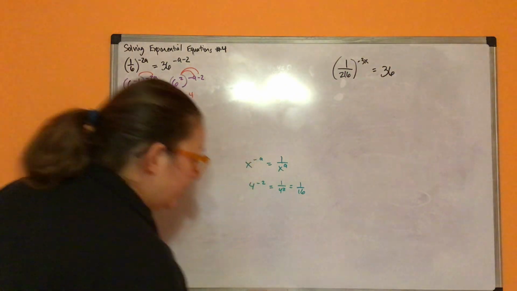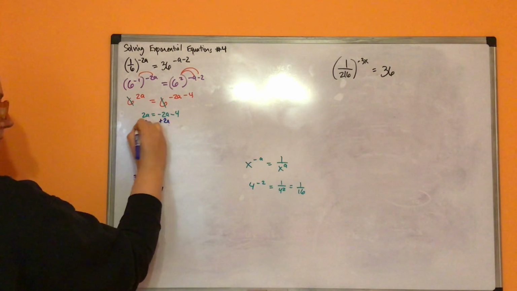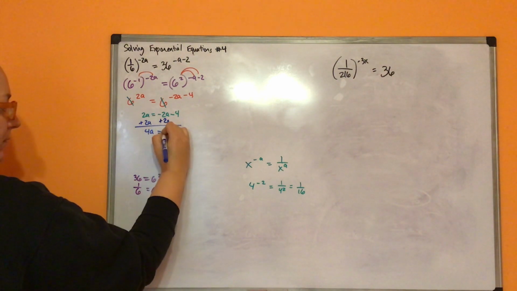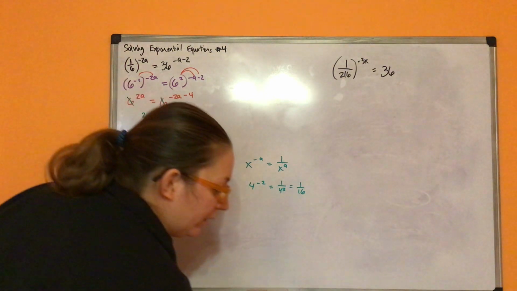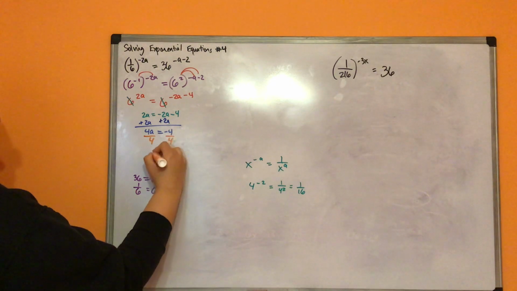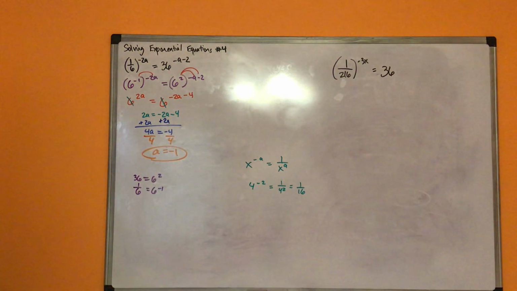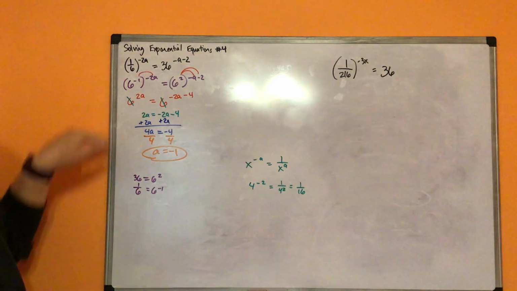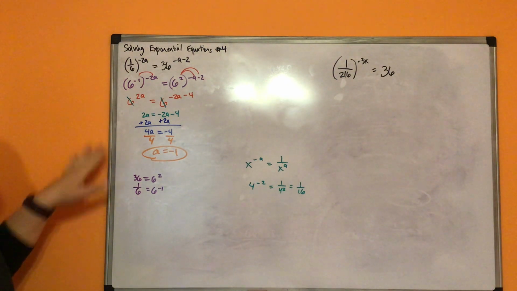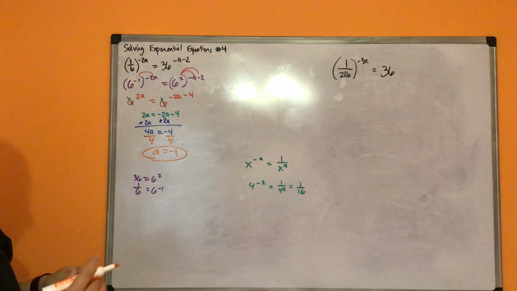To solve this equation, I'm going to add 2a to both sides and divide by the number in front of a, which in this problem is 4. So for our final answer, we end up with a equals negative 1. The process is very similar to what we've been doing. The only thing that's changed is we do use negative exponents for fractions.